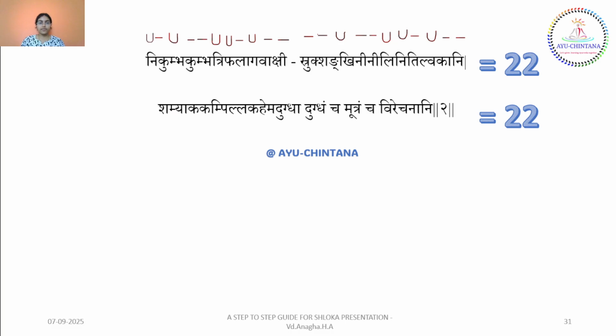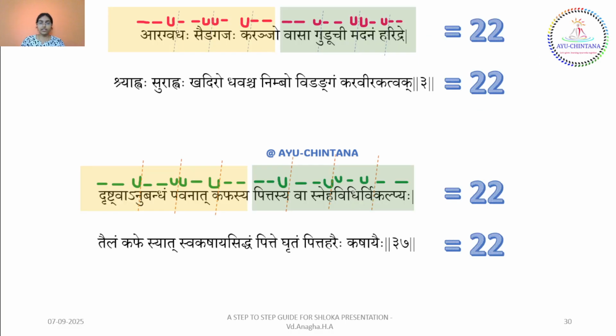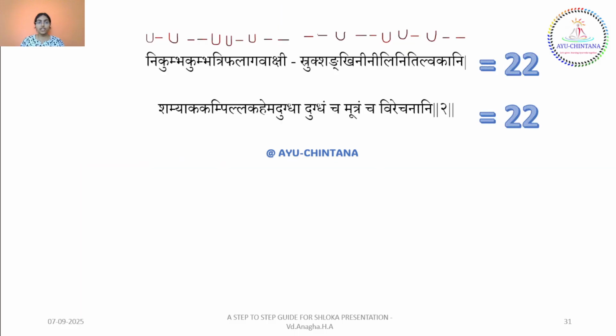Let's see one more shloka. In the previous, we understood that though there are two padas in the line, each of the two padas has the same kind of designations. But here you see, is it the same? Nikumbha kumbha triphalagavakshi snukshankhini nilini tilvakani. This shloka is particularly from Ashtanga Hridaya Sutra 15th chapter. So here, this is a virechana gana, where you recognize that ni is laghu, so the pada starts with a laghu. But the next pada, snukshankhini, starts with a guru.